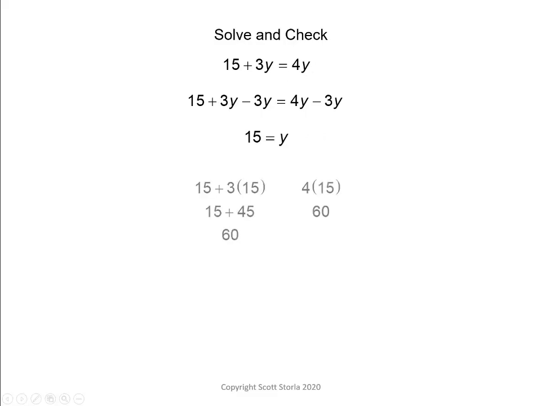Here's one for you to try. Because I always like to have positive coefficients on my variable, I'm going to have the right expression be my variable term. To do that, I'm going to subtract 3y from the left and from the right, and then I'll simplify both sides. Now I check my work, and when I simplify, both of them go to 60. That implies this is my solution.